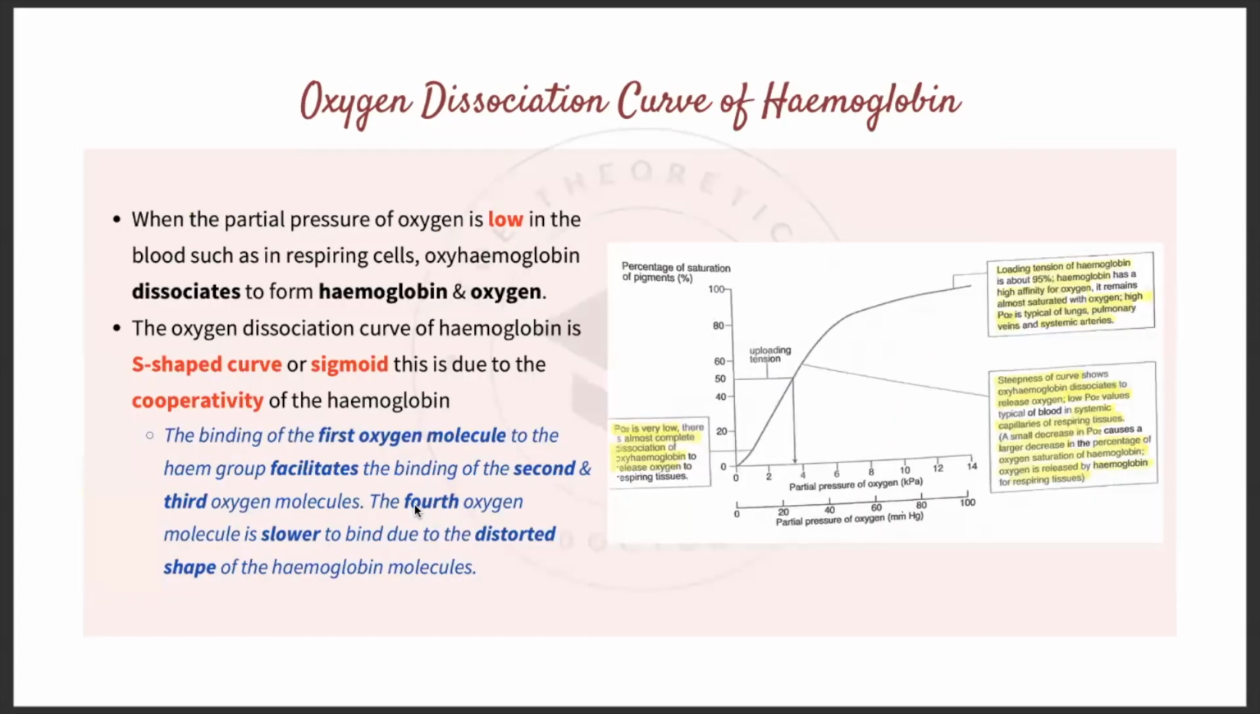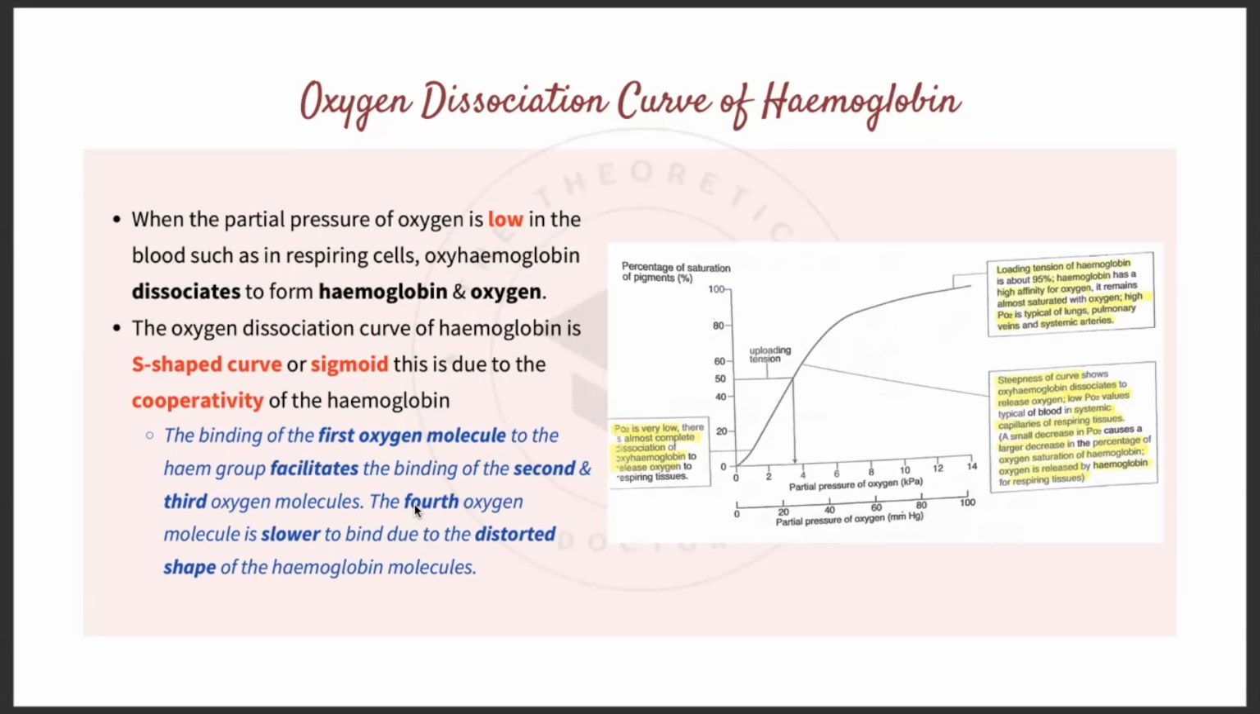Let's begin with the first one. Before you know the rest, you gotta know the hemoglobin first. So, oxygen dissociation curve of hemoglobin. We know that hemoglobin has a high affinity for oxygen in the alveoli, especially where the partial pressure of oxygen is higher than the blood.